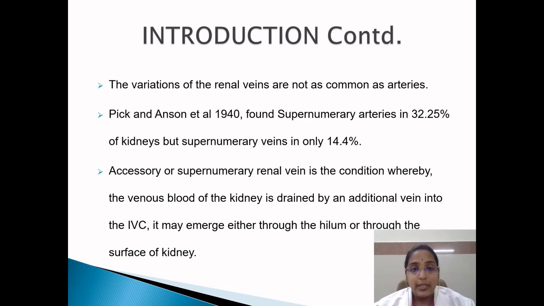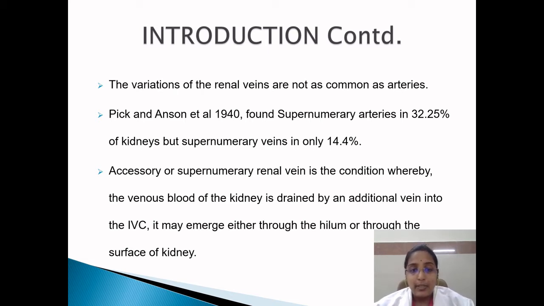The variations of the renal veins are not as common as those of arteries. Pick and Anson et al. in 1940 found supernumerary arteries in 32.25% of the kidneys, but supernumerary veins in only 14.4%.